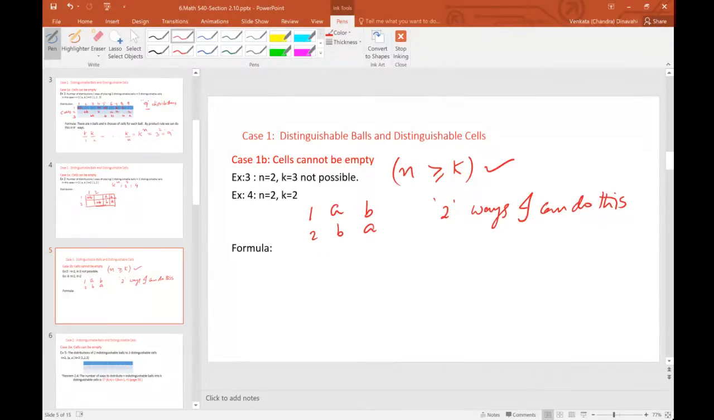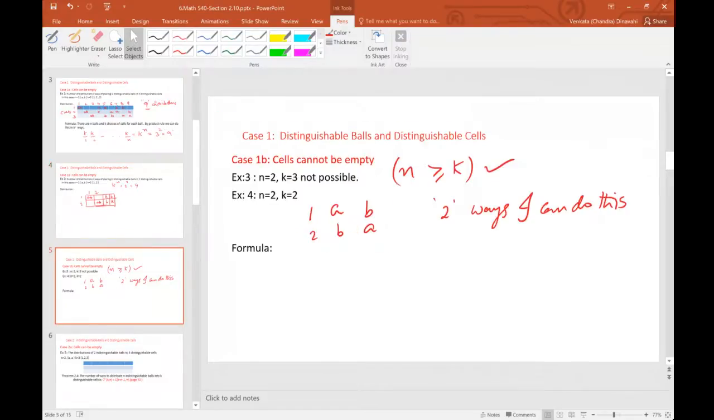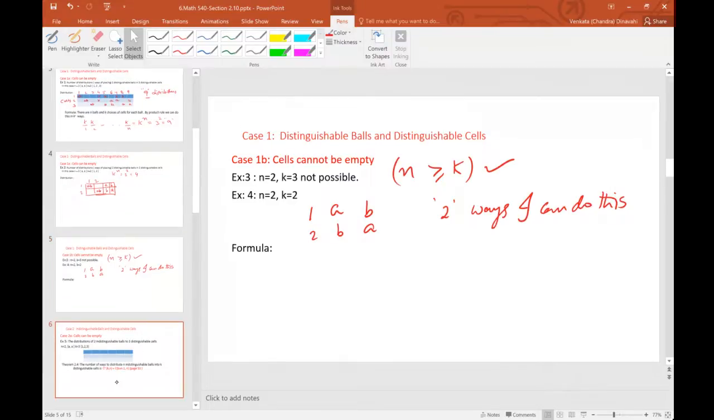That means if you go to example 2, distributions 1 and 2 are not possible. Only distributions 3 and 4 are possible. And is there a general formula for this? Yes, there is a general formula for how to come up with this. But I will come to this after covering some of the other cases, because the formula we will be deriving in those will be useful here. So let us take a break for case 1B. Now go to case 2.